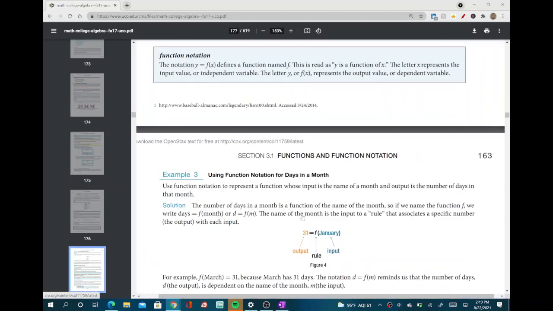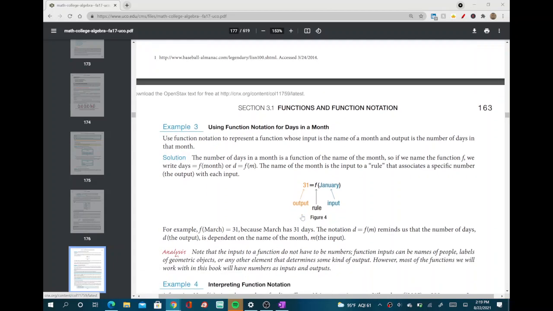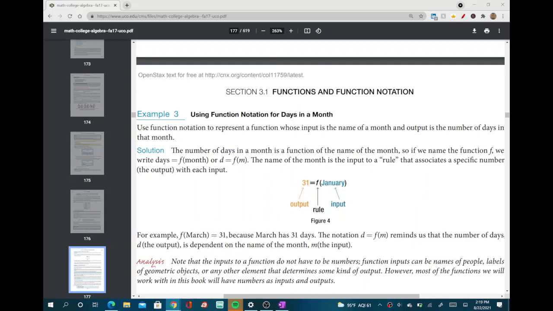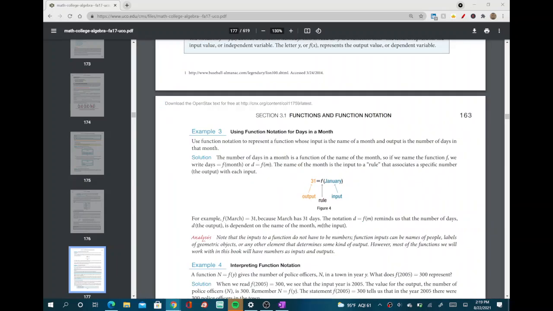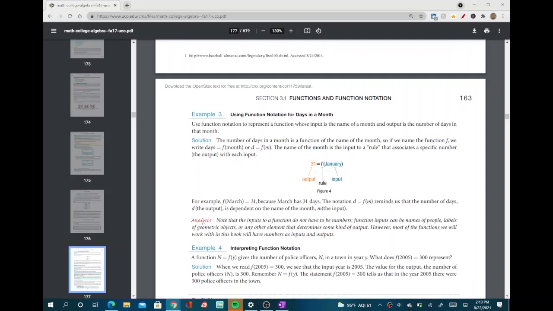So for example, usually in application problems, if they have an input, let's say my input is the number of months, right? The way that they would denote that is they would say the output, whatever output they give, would be f of the input, and f is the rule, because it's a function, so there has to be a rule, right? And then the input would be the number of months.